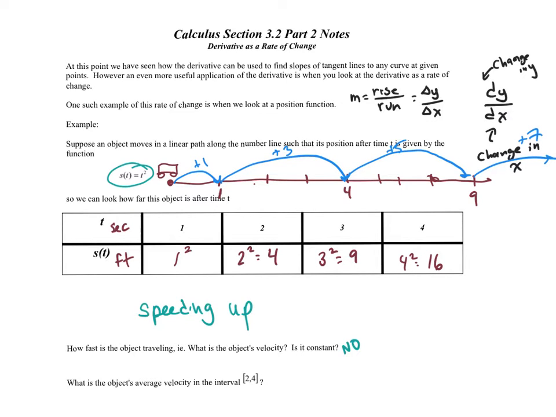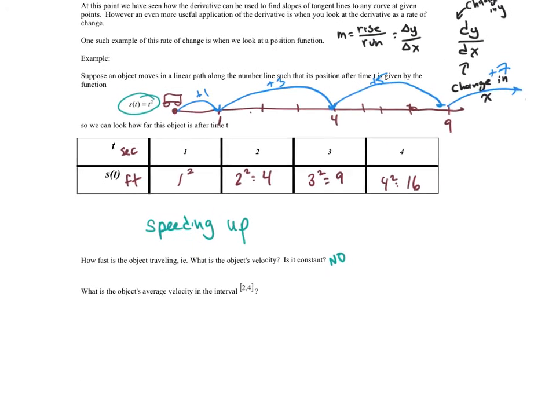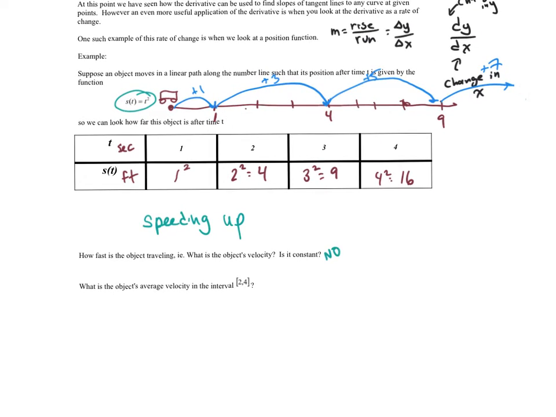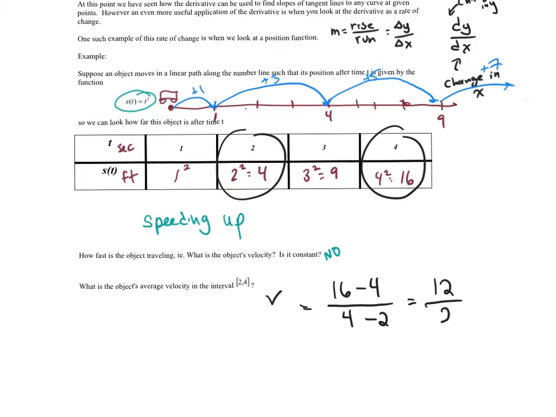The first thing we'll do is look at the average velocity. The average velocity in general is how far you go versus how long it takes you to get there, just like general speed. If we want to know the average velocity in the interval 2 to 4, we'll figure out how far we went, that's 16 minus 4, and how long it took us to get there, 4 minus 2. So that's 12 divided by 2, which is 6. And in the units we use, it's going to be feet per second.